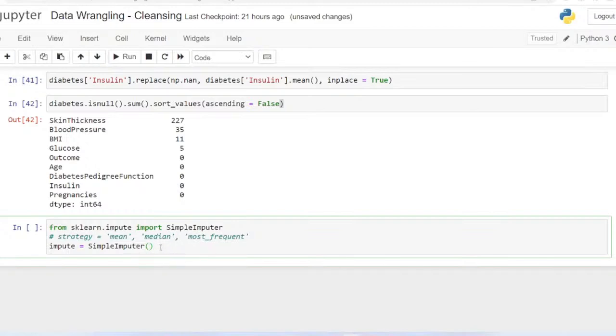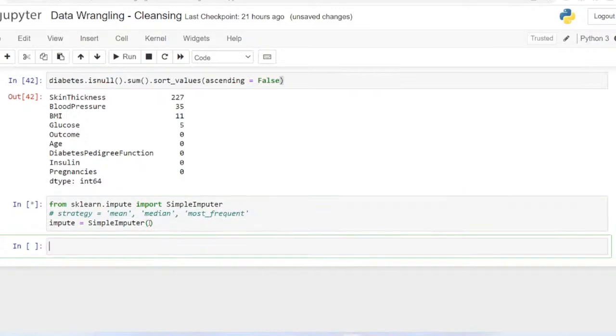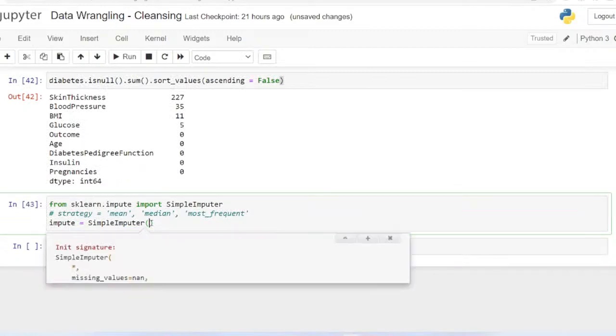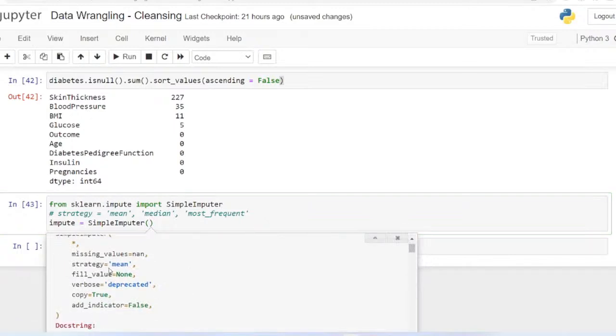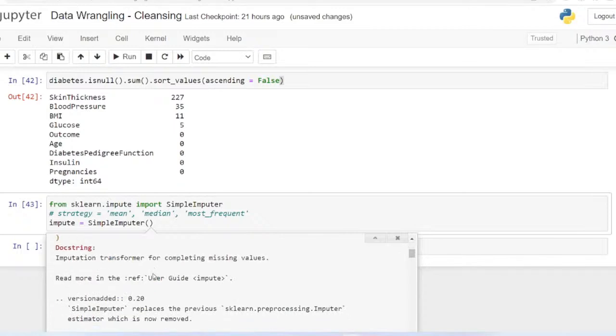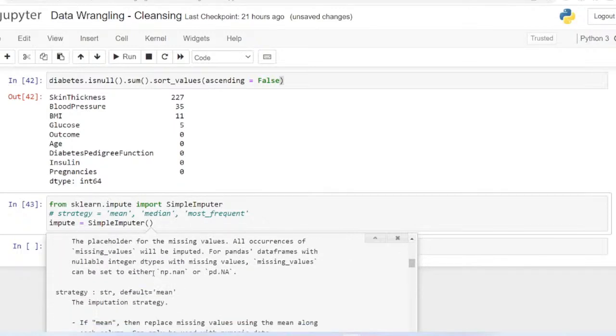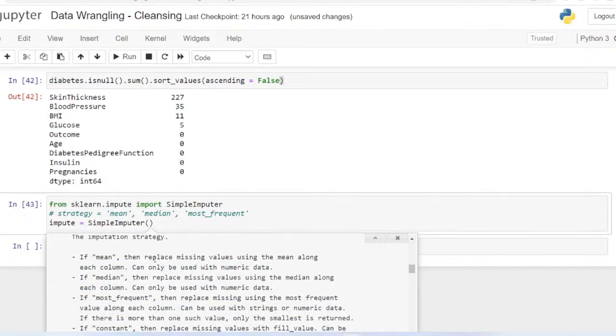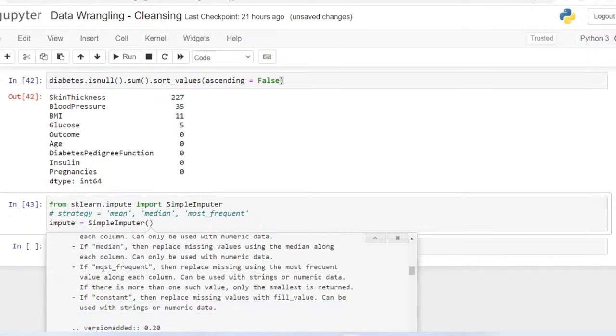In the simple imputer part, if you look here, we have the default strategy. What is the default strategy? Mean. What are the other strategies it offers? Mean, median, and most_frequent. Most frequent is for mode.